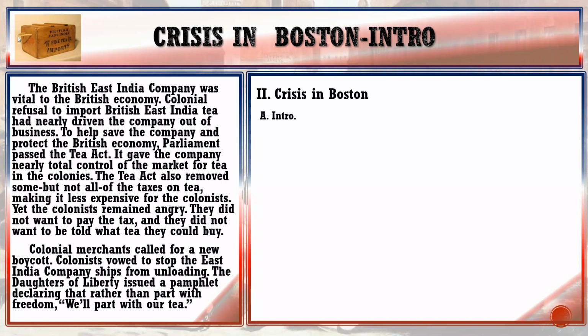The British East India Company was vital to the British economy. Colonial refusal to import British East India tea had nearly driven the company out of business. To help save the company and protect the British economy, Parliament passed the Tea Act. It gave the company nearly total control of the market for tea in the colonies. The Tea Act also removed some, but not all, of the taxes on tea, making it less expensive for the colonists. Yet the colonists remained angry. They did not want to pay the tax, and they did not want to be told what tea they could buy.